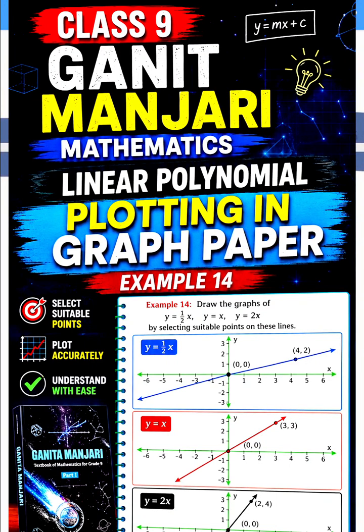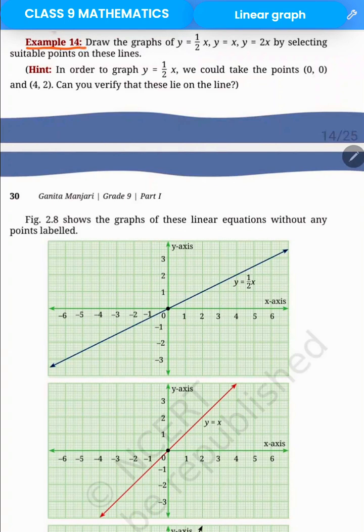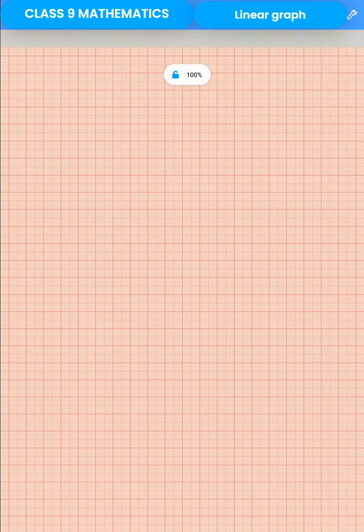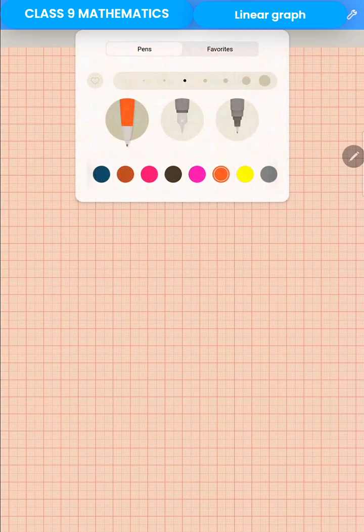Welcome. Today we will plot and draw different linear equations in graph paper. In example 14, there are three linear equations: y is equal to 1 by 2x, y is equal to x, and y is equal to 2x. At first we will draw y is equal to 1 by 2x. Each linear equation will represent a straight line. To draw each line in graph paper, we need to find the coordinates.